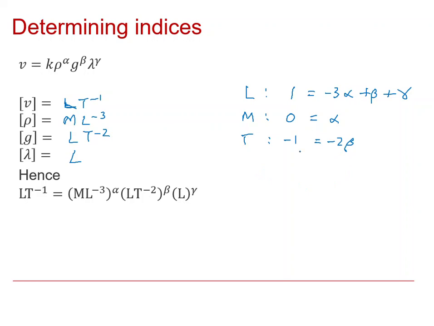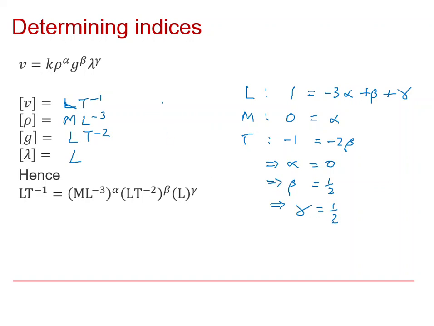Well, ironically, the first equation there is the most complicated. Equations 2 and 3 give us immediate answers. Alpha is equal to 0, beta is equal to a half. So now if we go back to the one that was complicated, the first one, we're saying that 1 equals 0 plus a half plus gamma. A moment's thought tells us that gamma must be a half.